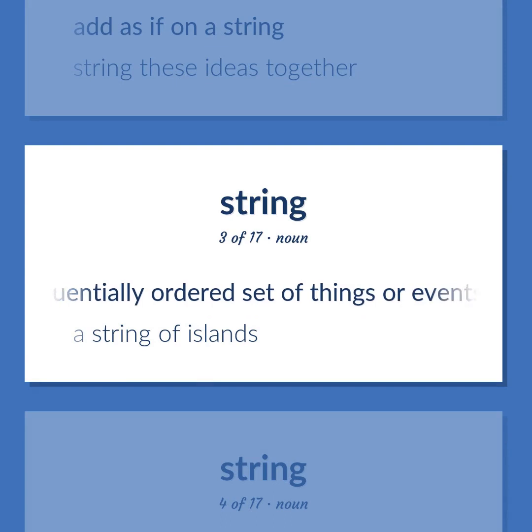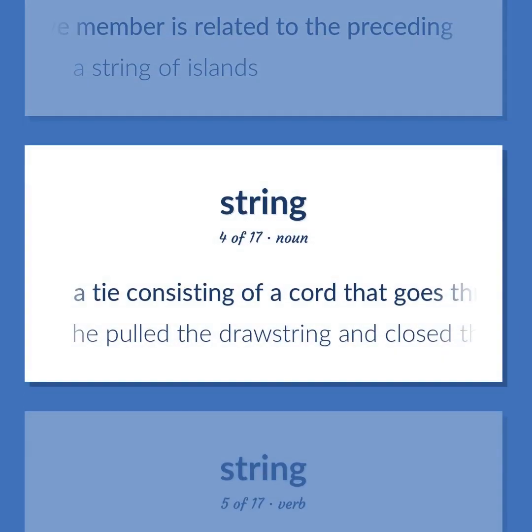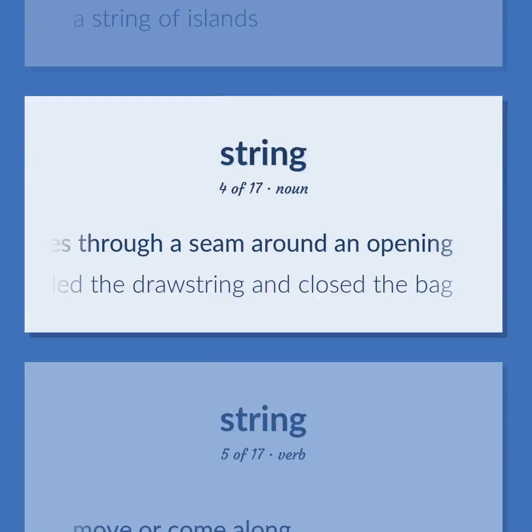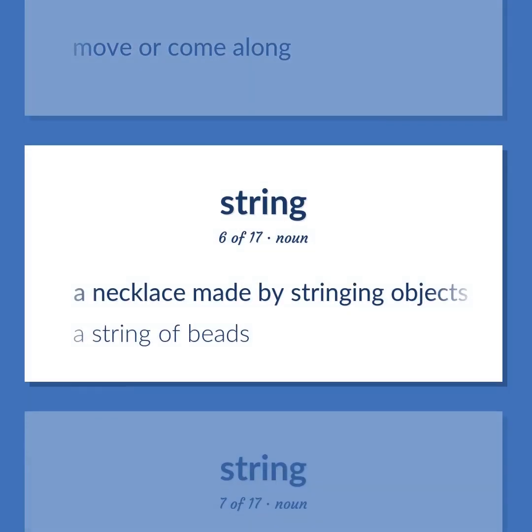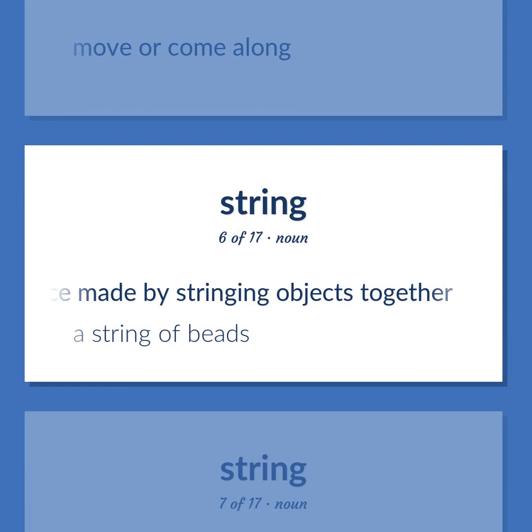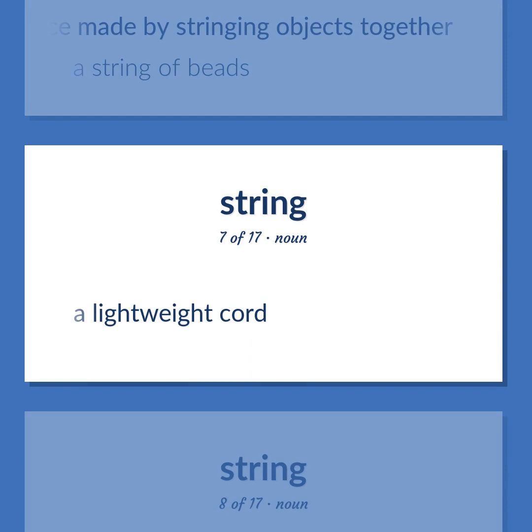A sequentially ordered set of things or events or ideas in which each successive member is related to the preceding. A string of islands. A tie consisting of a cord that goes through a seam around an opening. He pulled the drawstring and closed the bag. Move or come along. A necklace made by stringing objects together. A string of beads. A lightweight cord.